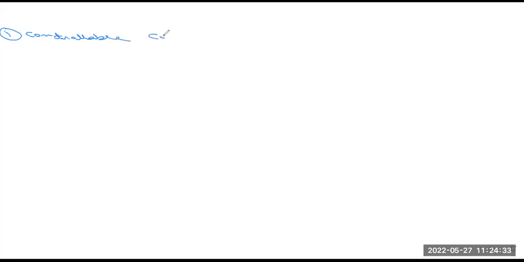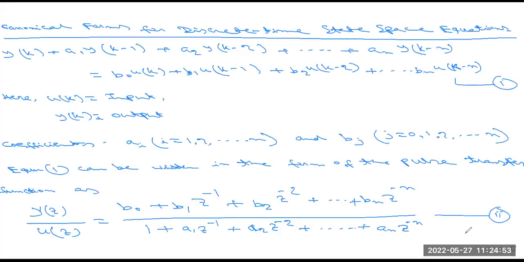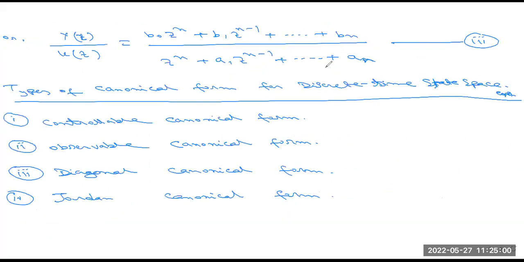Controllable canonical form. Okay. So in the previous equations, that is equation 1, 2, and 3, you have to also remember these three equations, because using these three equations we have to calculate in our different canonical form.